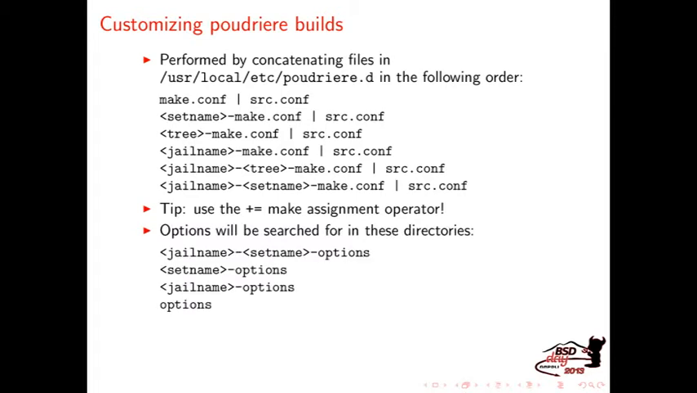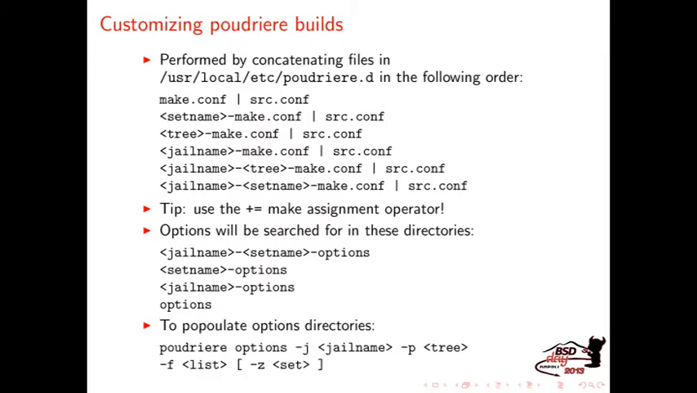Also, we can configure options, which will be searched by default in this order. Set name, which I didn't explain before, is the name we can pass on the command line to differentiate various builds if we want more granularity than with the previous options for configuration. Options will be searched in this order, in this directory. It still expects to find the default directory structure we have in the var/db/ports directory.